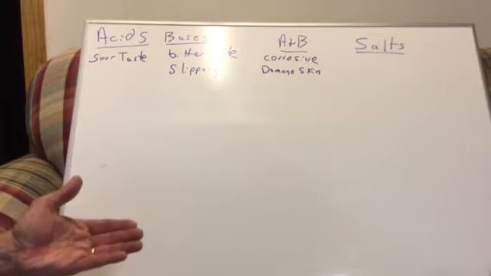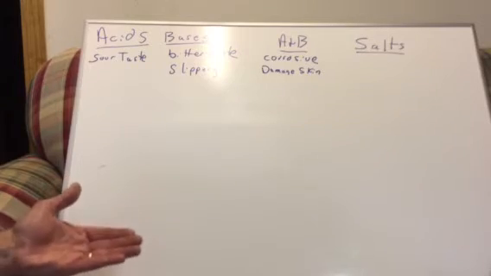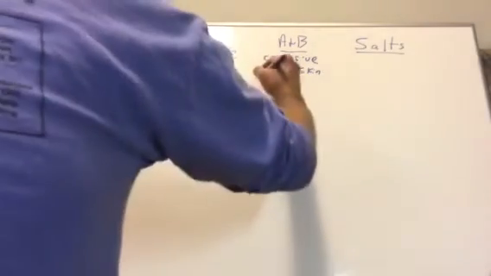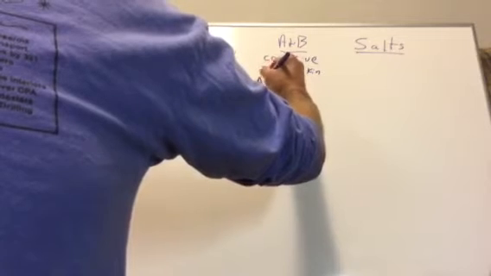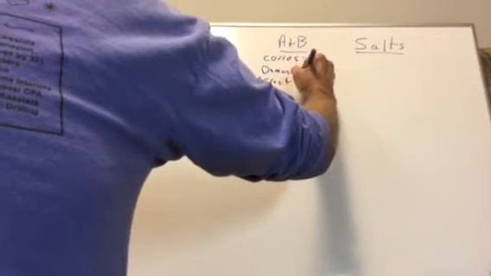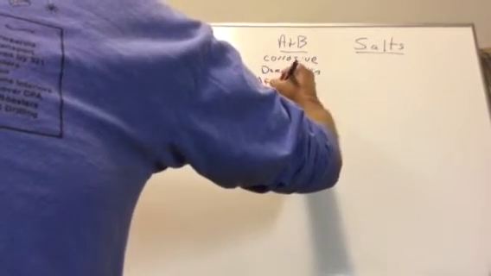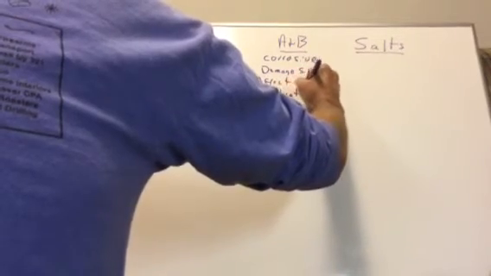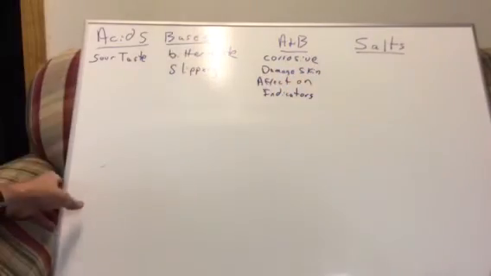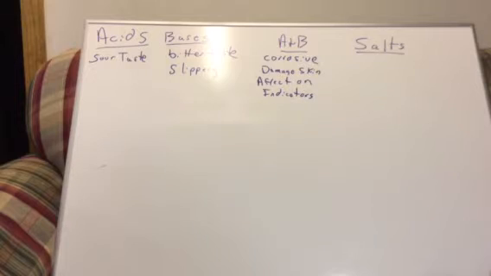Acids and bases also will affect indicators, so both of them will have an effect on indicators. Now, what's that? Well, maybe in junior high or elementary, your teacher boiled some cabbage. Usually it's a red cabbage. And in the presence of a base, it turned blue. In the presence of an acid, it turned red.